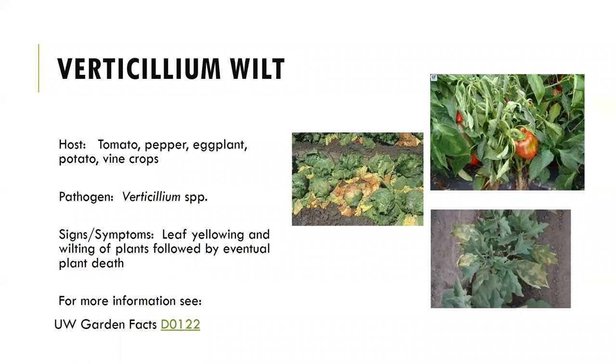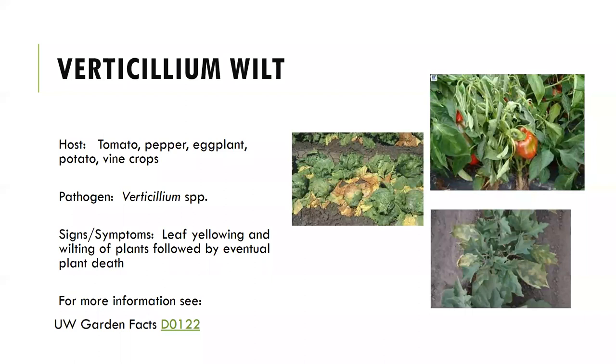There is no cure for verticillium wilt. The plants will eventually succumb to the fungal infection, but you generally can prolong the life of the plant with proper plant care. So making sure that it is getting enough water and proper fertilization, because it really stresses them out. But if you try and reduce that, you can prolong it and you might be able to get a crop off of it.